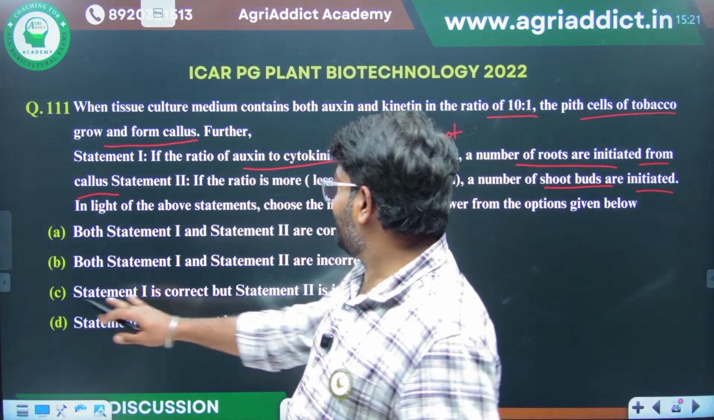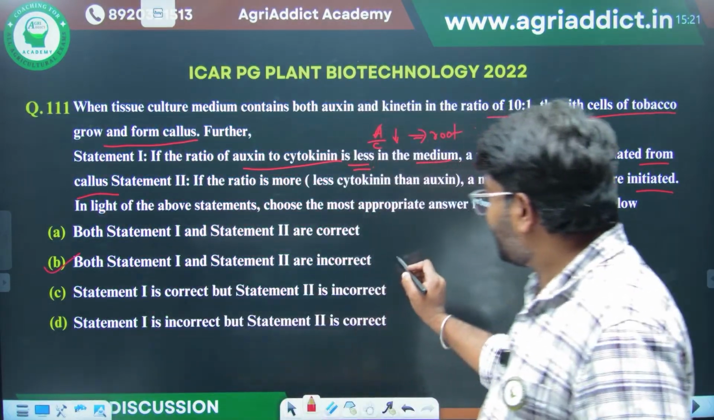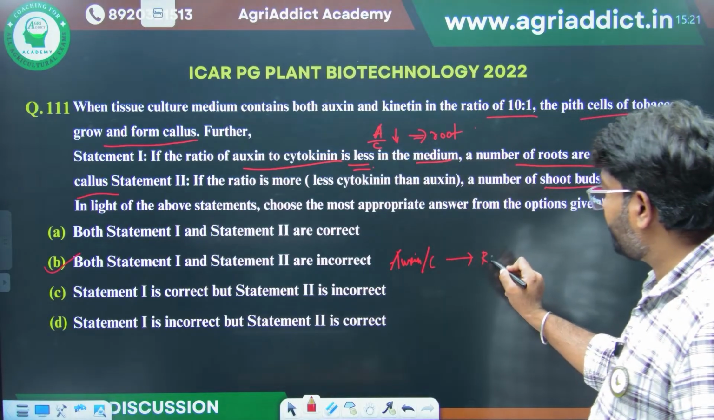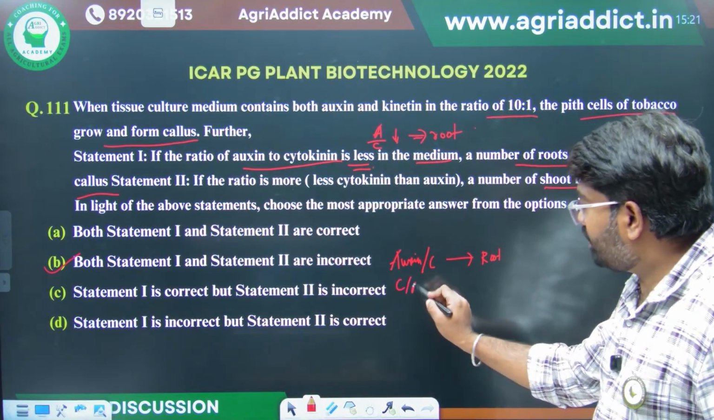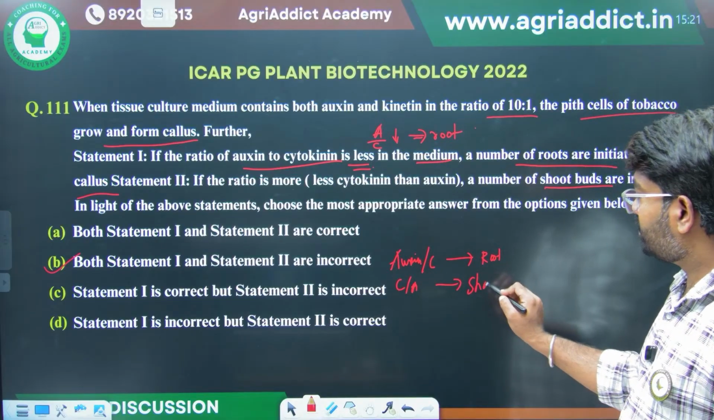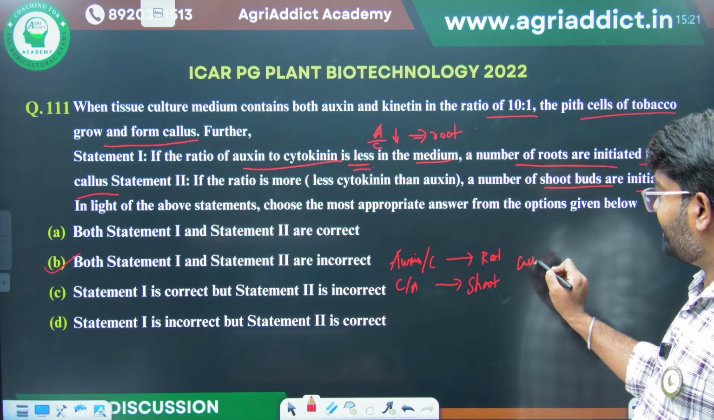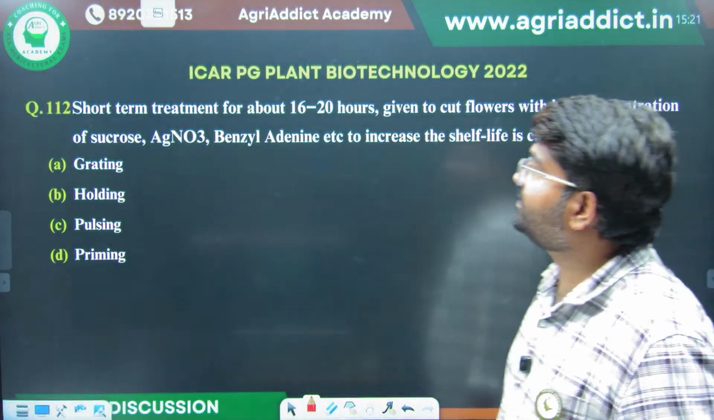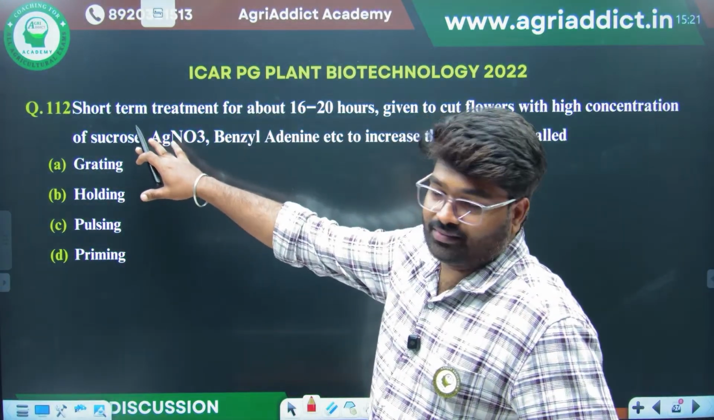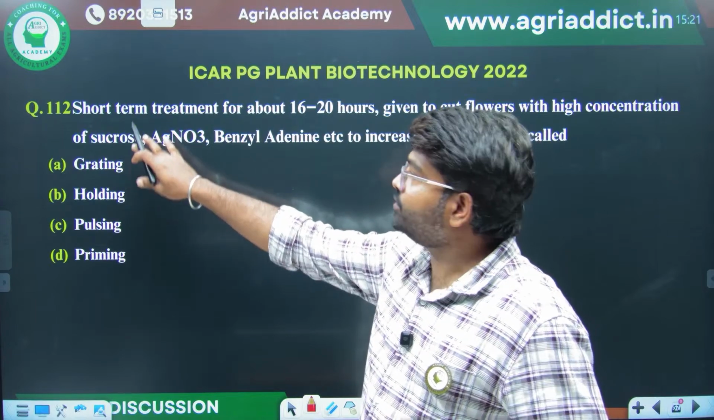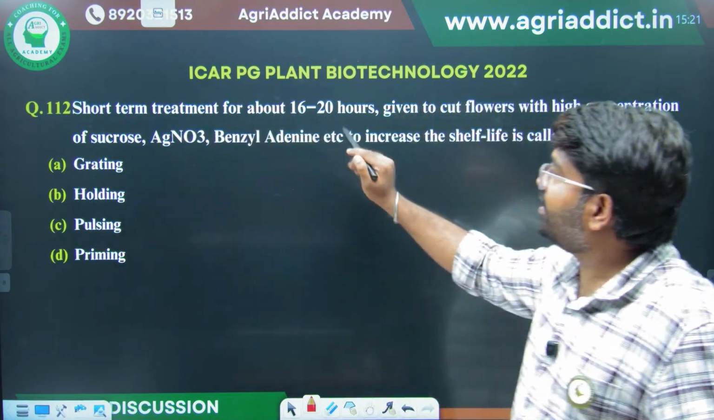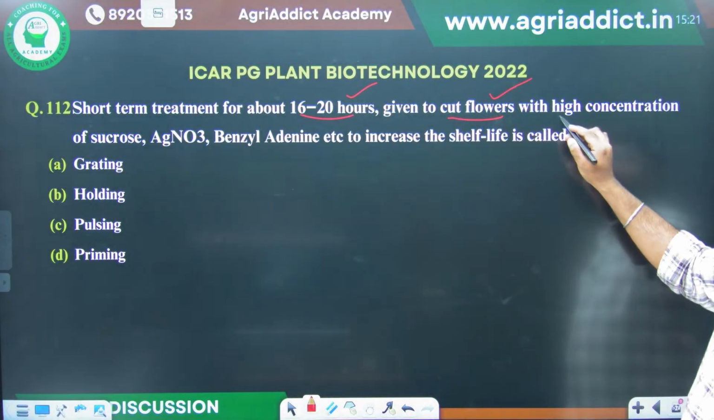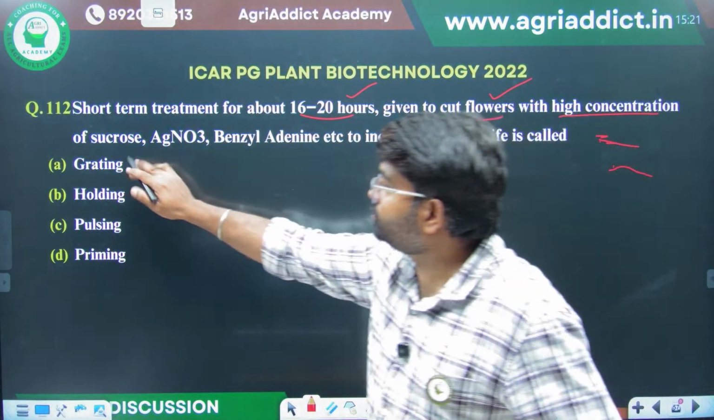Both statement 1 and 2 are wrong because a high auxin to cytokinin ratio only will promote root. A high cytokinin to auxin ratio will promote shoot formation from callus. This we have already discussed. So both are wrong statements. Another important question and very simple also. Short-term treatment for about 16 to 20 hours given to cut flowers with high concentration of sucrose.